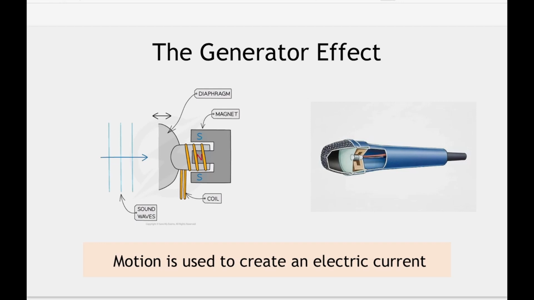Let's think about words that you can use in your answer. Instead of saying motion, we might say vibration, since we're referring to air particles vibrating back and forth. And instead of saying create, when referring to the production of electric currents, we might say induce instead.